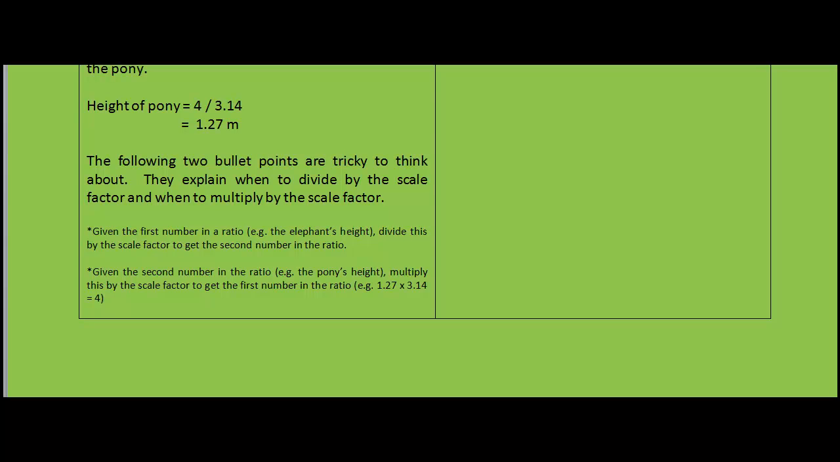The following 2 bullet points are a little bit tricky to think about, and I'd spend some time looking at them and making sure that you're very clear on what they mean. They explain when to divide by the scale factor and when to multiply by the scale factor. In this particular situation, in this question, we had to divide by the scale factor. Pause for a moment and read through these bullet points.